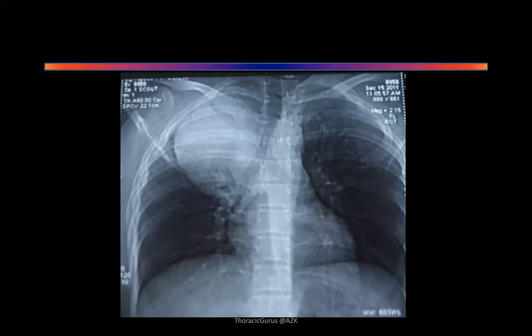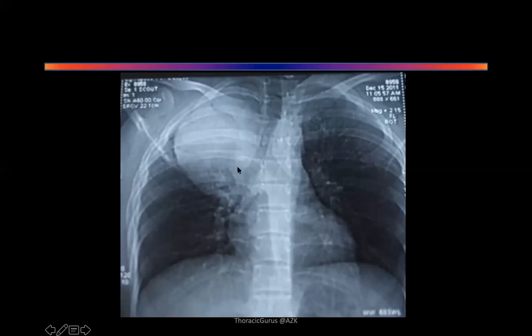This is a chest X-ray. AP view, PA view. Okay, now just give me the pathology. We have gone through all of that. Now pathology. Just stick to the pathology.